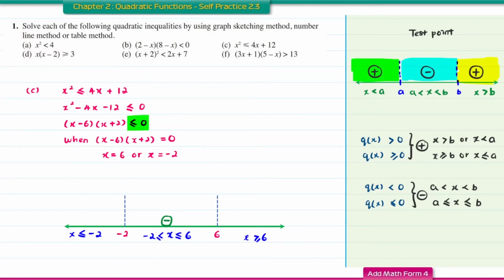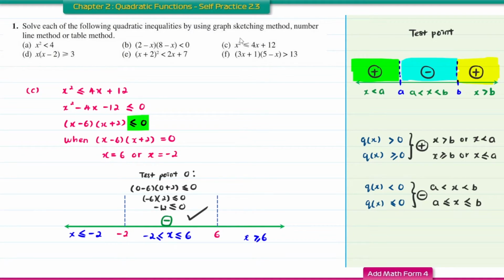Now, to confirm it, you can do a test point for this negative region. So for example, now for this region, x is in between -2 and 6. The easiest one is I'm going to pick number 0 for our test point. So I'm going to put the number 0 into the factorization that I have here. Therefore, I'm going to have 0 minus 6, 0 plus 2 less than or equal to 0. So here I'm going to have -6 times 2 less than or equal to 0. So -12 is less than or equal to 0. Therefore, this is the correct one.